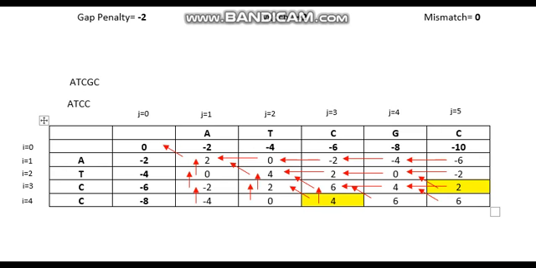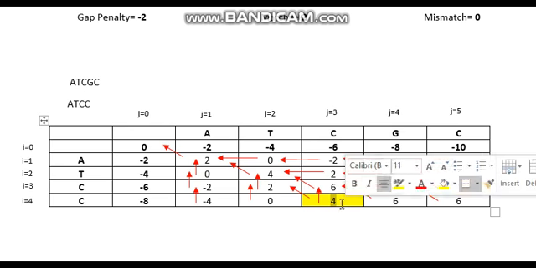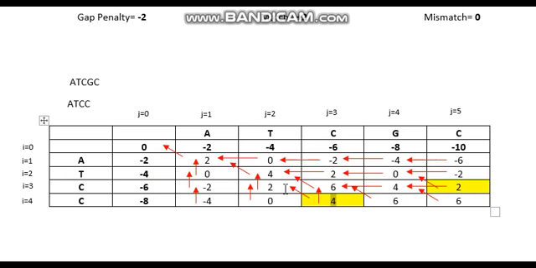So basically the highest value is 2, and we'll put both the arrows to indicate that we got 2 from the diagonal cell as well as the horizontal cell. And the same thing happened here, and we put two arrows, the vertical arrow and the diagonal arrow, because we got the highest value from both of those cells.